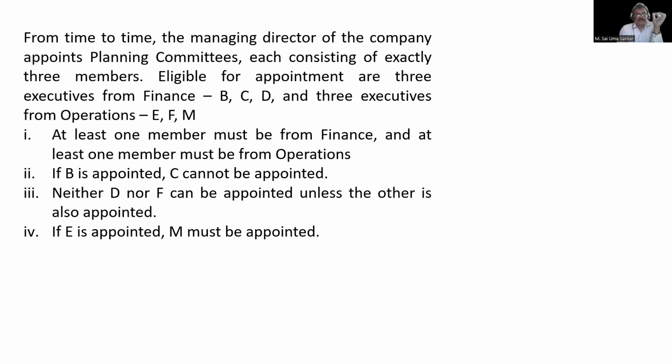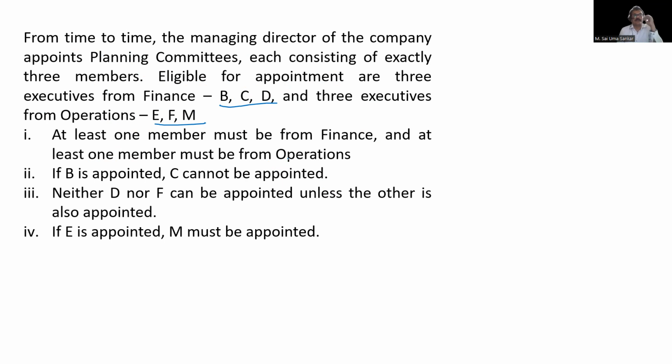From time to time, the managing director of a company appoints a planning committee. Each consists of exactly 3 members. Eligible for appointment are 3 executives from finance, B, C, D, and 3 executives from operations, E, F, M. Okay. At least 1 member must be from finance and at least 1 member from the operations.